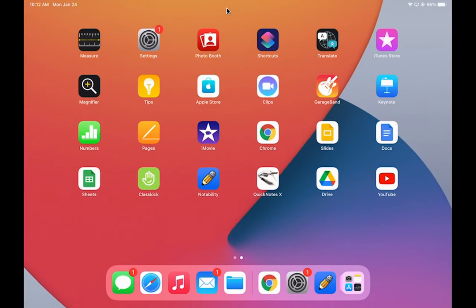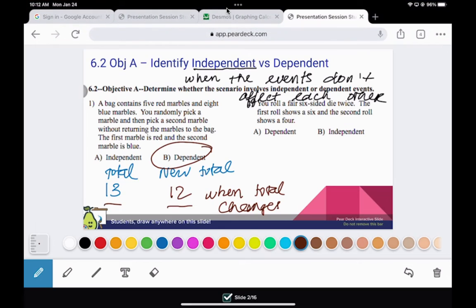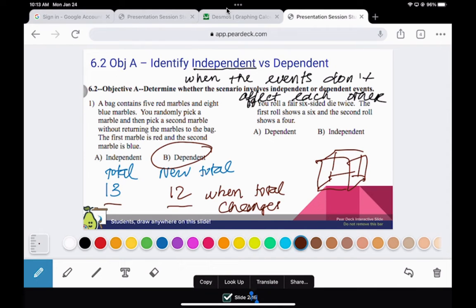So let's look at the second one. You roll a fair 6-sided die twice. So this is a die. If you roll a pair of dice, does the first roll affect the second? Do they have any link? Is the total going to change? Is the second one going to be a certain outcome based on the first one? Just think about that for a second.